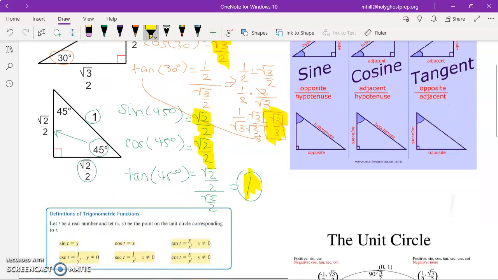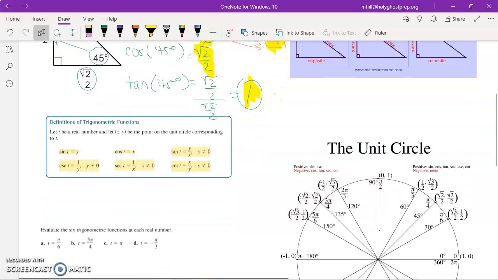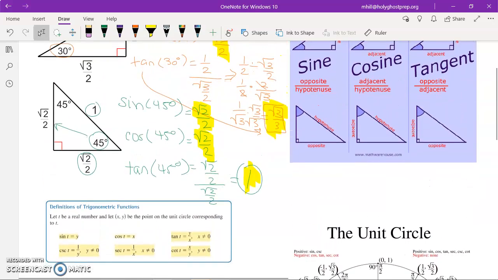So let's write down this definition here. After studying for a long time on the unit circle here, let t be the real number on the unit circle corresponding to t. So instead of using angles, they're using the letter T to represent the angle. So hit pause and write down these 6 definitions here.